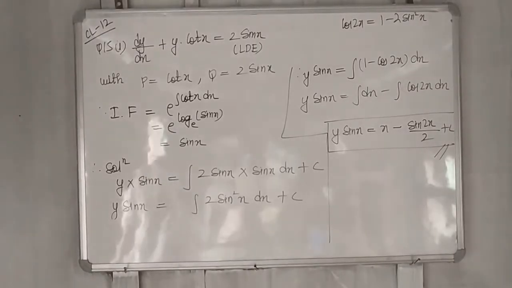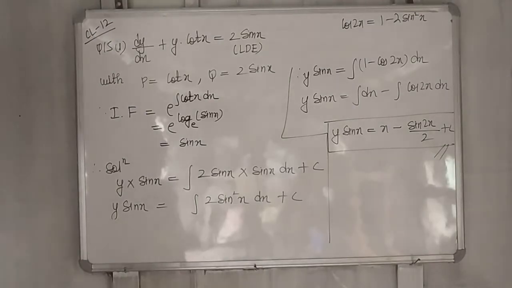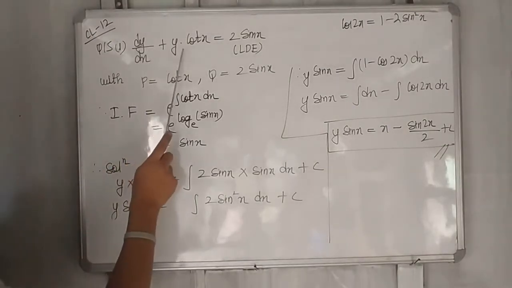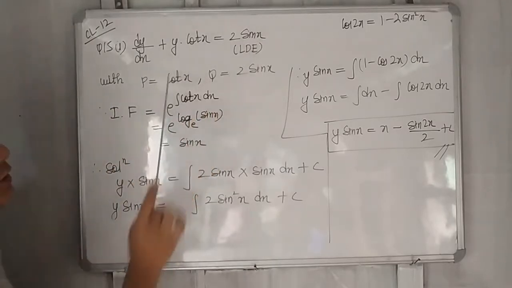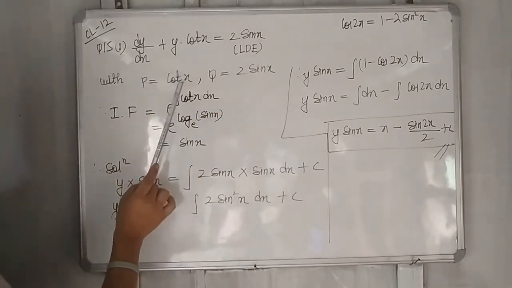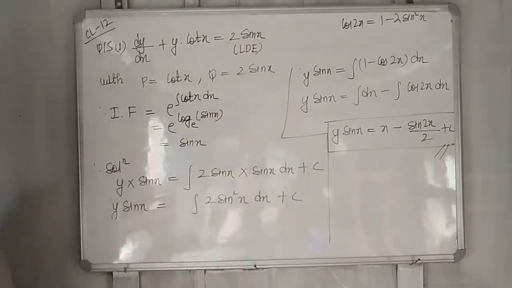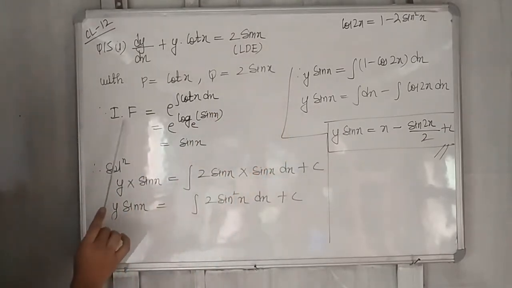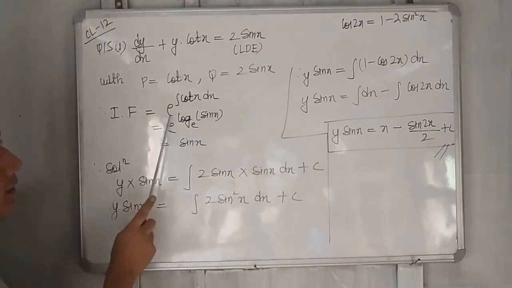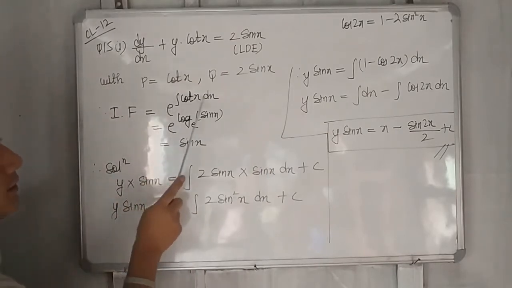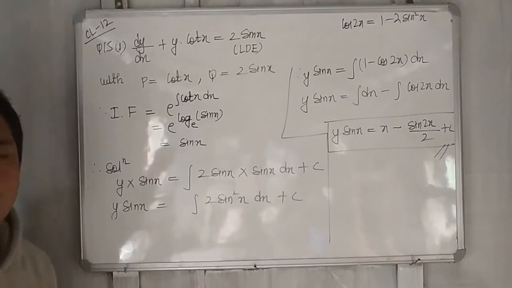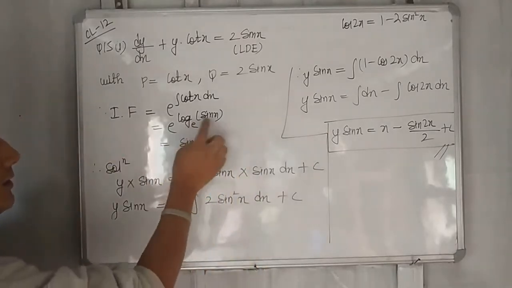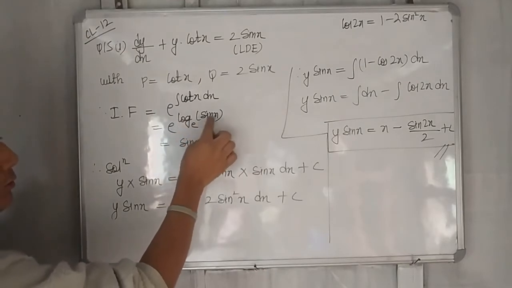Alright, let's proceed with question number 15 part 1. The question is dy/dx + y cot x = 2 sin x. No doubt it is an LDE because it is in the form dy/dx + Py = Q, where P is a function of x, cot x, and Q is also a function of x. With this information we can find the integrating factor. Integrating factor will be e to the power integral of cot x dx. Integration of cot x, I hope you know the formula. Integration of tan x is minus log cos x, and integration of cot x is log sin x. So hence e to the power log sin x, so only sin x.